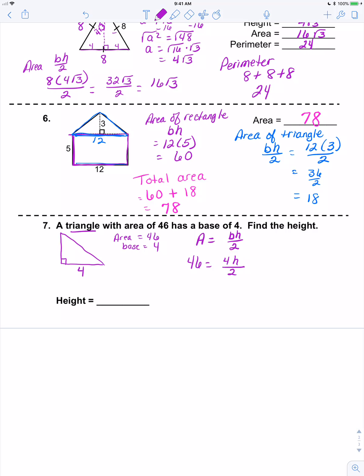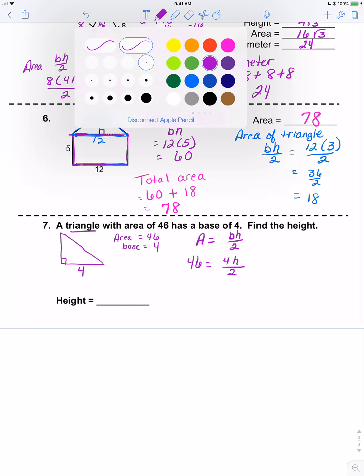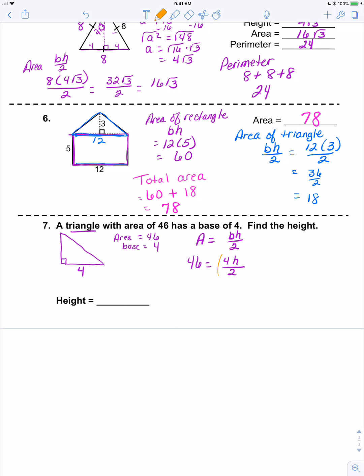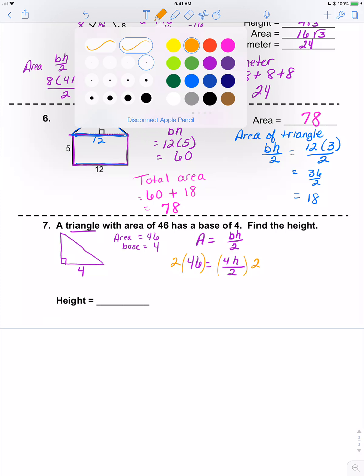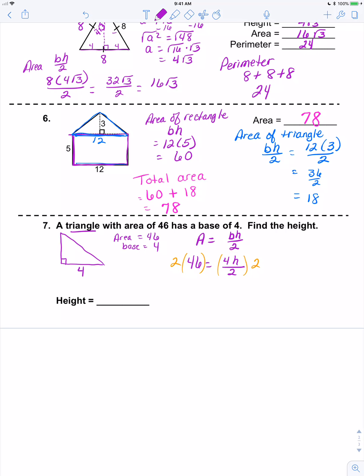So all I did was fill in the known information into my formula, and now I'm just going to solve. So I can get rid of this 2 in the denominator by multiplying both sides by 2. So 2 times 46 is 92, and these 2's cancel, that's just over 1 now, so we don't have to write that, is equal to 4h. Then we'll divide both sides by 4, so h is equal to 23. So the height is 23.